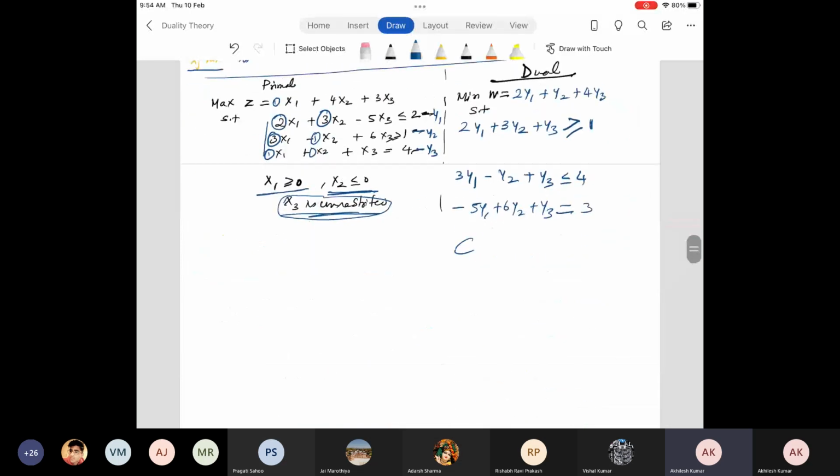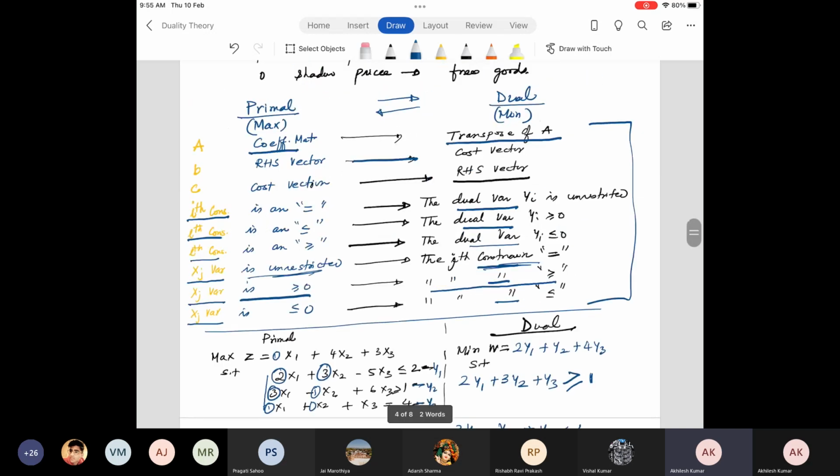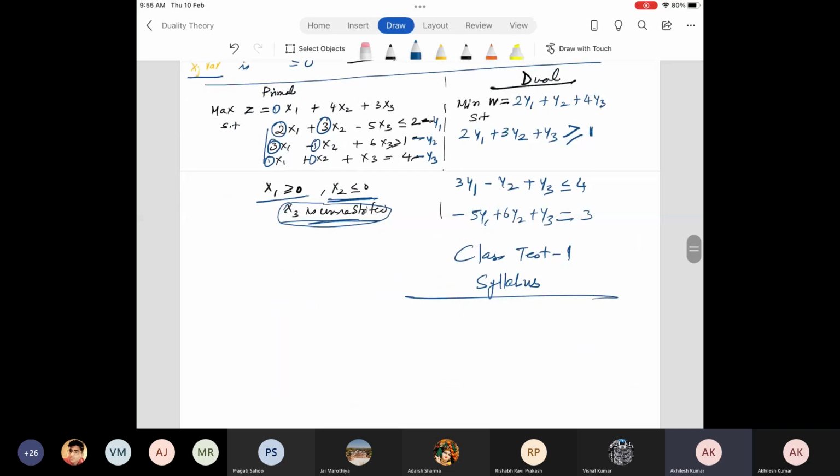Your class test 1 syllabus is until this point. Class test 1 will be scheduled for the week of 21st February. I will tell you the exact date, mostly on Friday. It will cover whatever I have taught you from the start of this semester until this point. I will not be giving any homework on these two parts. Or should I give you homework so that you at least practice?